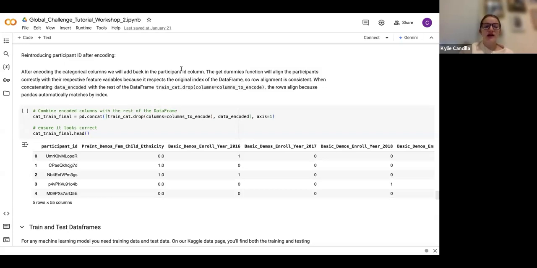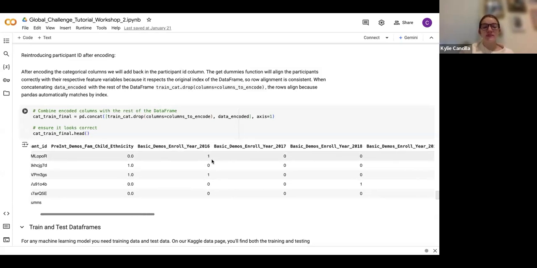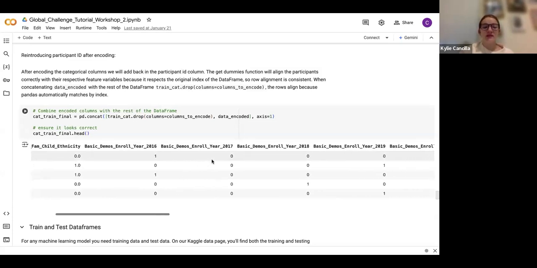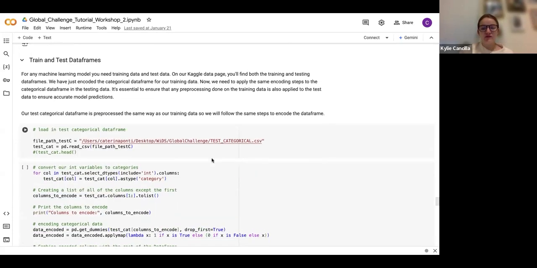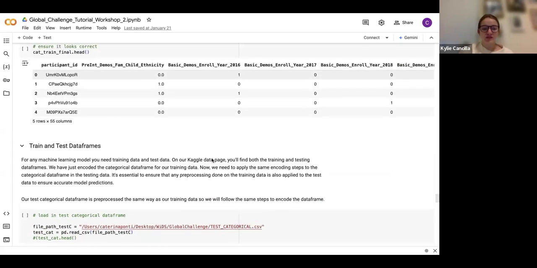So when we concatenate our data encoded with the rest of the data frame, here it's the train cat.drop(columns=columns_to_encode). So that's the participant ID column. When we concat that with our encoded data, the rows will align because pandas automatically matches that index. And then as you can see, we'll have a fully encoded categorical data frame.